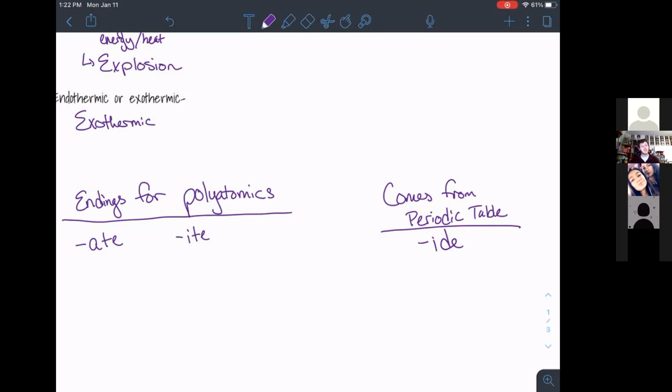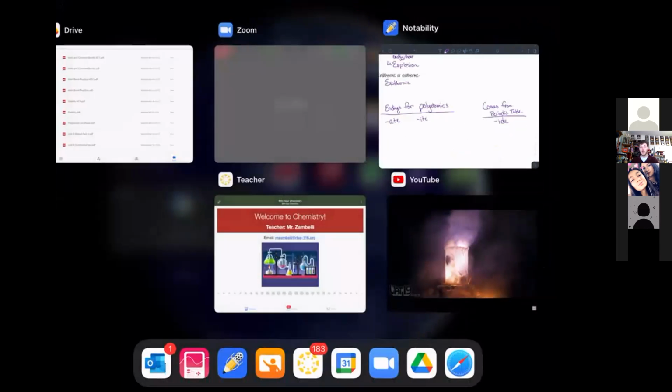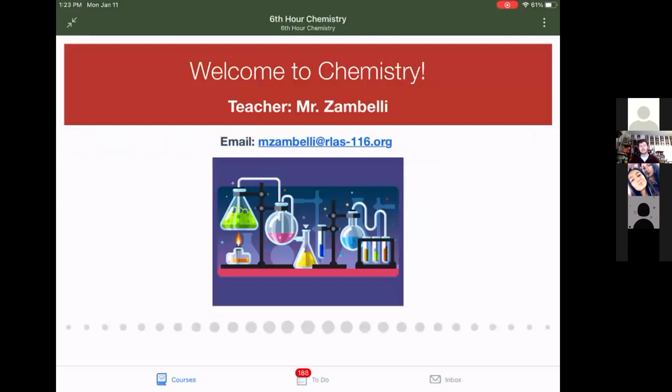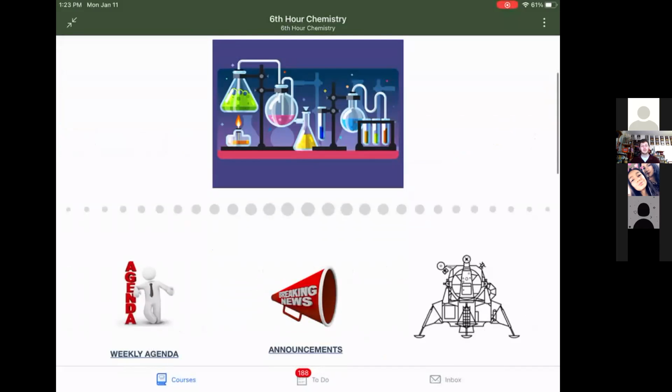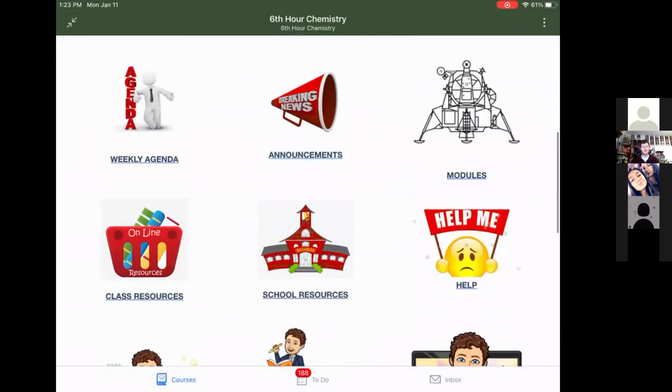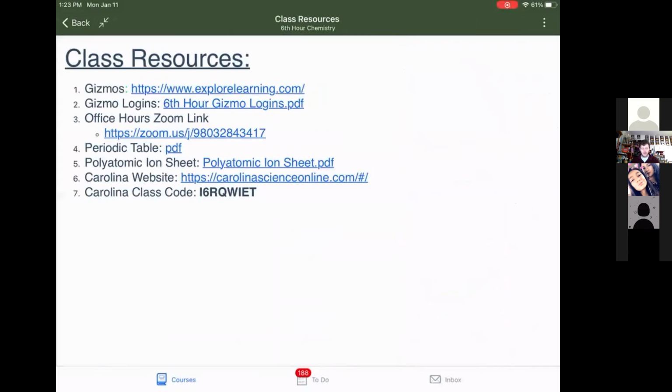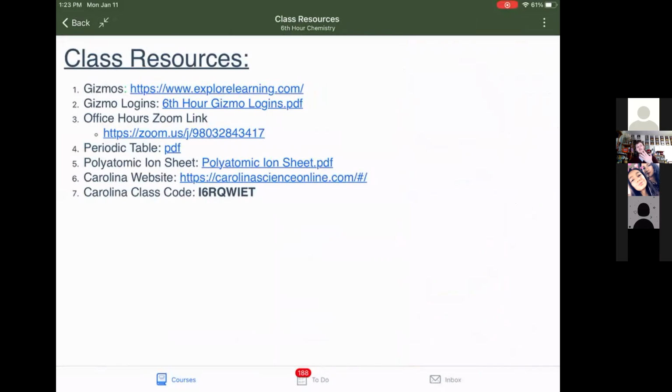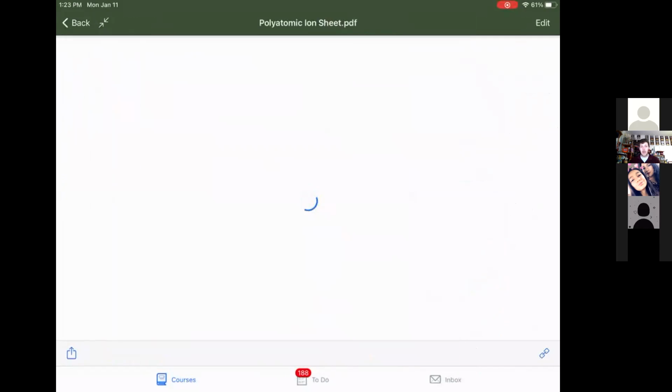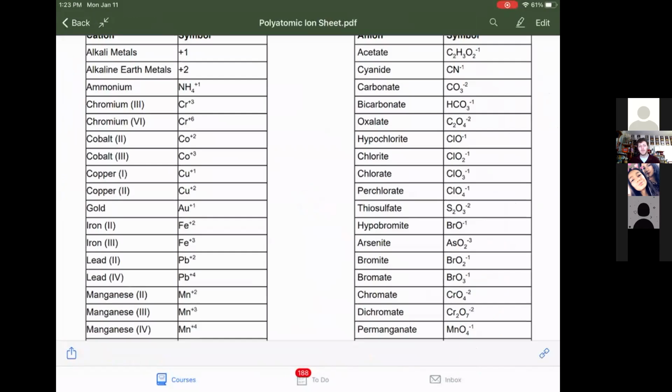Now, in order to figure out the polyatomic ions, I'm not going to have you memorize anything. We're going to get a second chart. So this chart we're going to find on our Canvas page, and it's not in the assignment because putting it in the assignment usually means that people lose it. So instead, if we go to the home page and we go to class resources, when we open up those class resources, number 5 says polyatomic ion sheet. And we're going to see every ion that we can worry about.